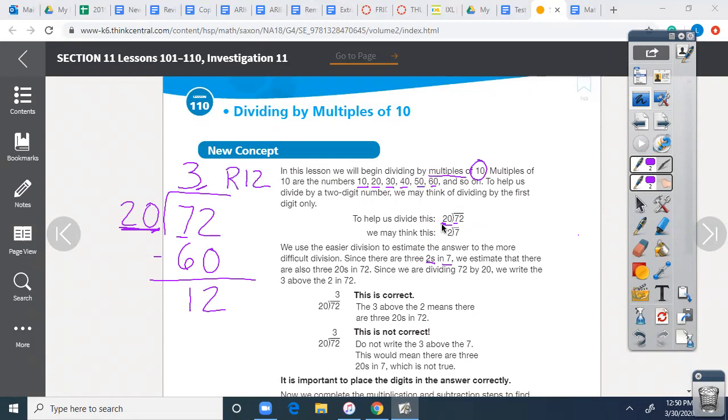Why is that our remainder? Well, 20 is too big. It can't go into 12. And you don't have anything to bring down, so you're done with your problem. Remember, this remainder has to be smaller than this number. Okay, if the remainder is smaller than this number, then that is what your remainder is. You don't have to do anything else. Okay, so 20 goes into 72 3 times with a remainder of 12.